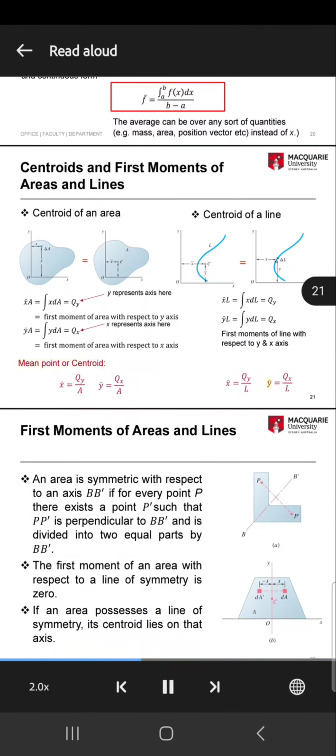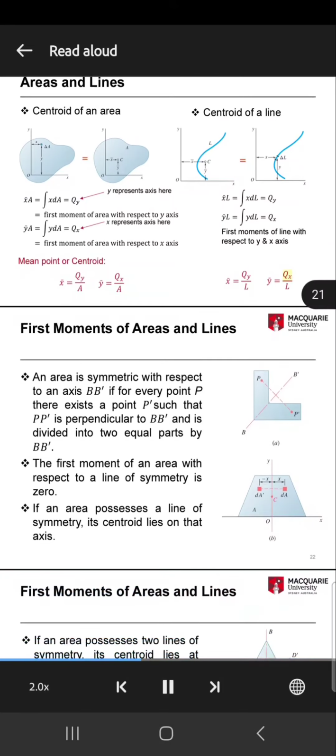X equals the first moment Q sub y over A. The mean point of the centroid, y equals the first moment over A. Left figure, an arbitrary shape line in the xy plane, the location of the centroid of the line. Right figure, the location of an infinitesimally small portion of the line, x sub L, y sub L, where x and y represent the axes here. First moments of the various lines.